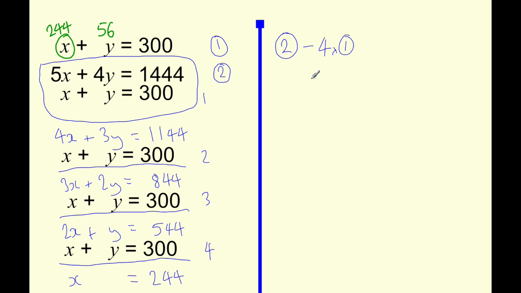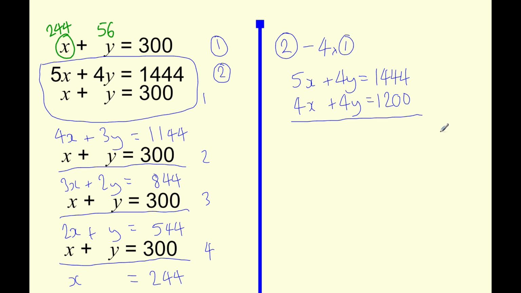So that means we would have 5x plus 4y equals 1444, and we're going to be taking away 4 lots of equation 1, so that is 4 lots of x, 4 lots of y, and 4 lots of 300. Okay, so we're going to subtract these two. 5x, take away 4x, left with x. 4y, take away 4y, nothing. 1444, take away 1200, 244.